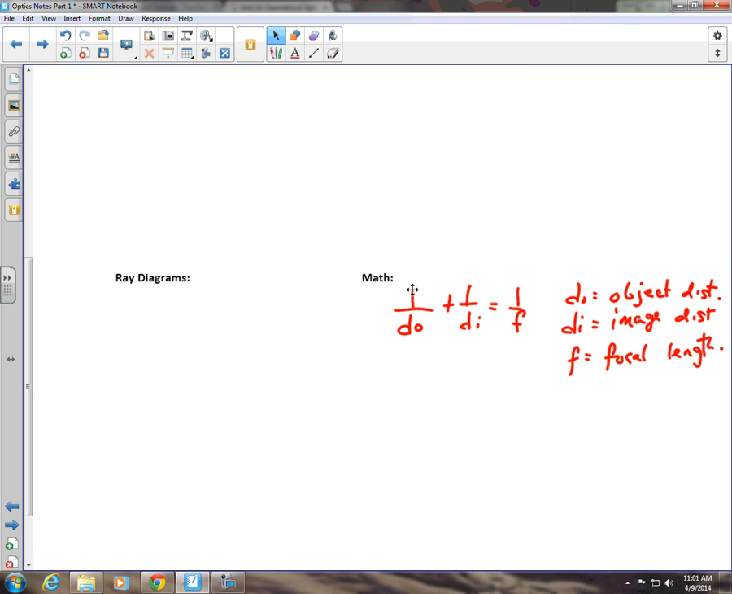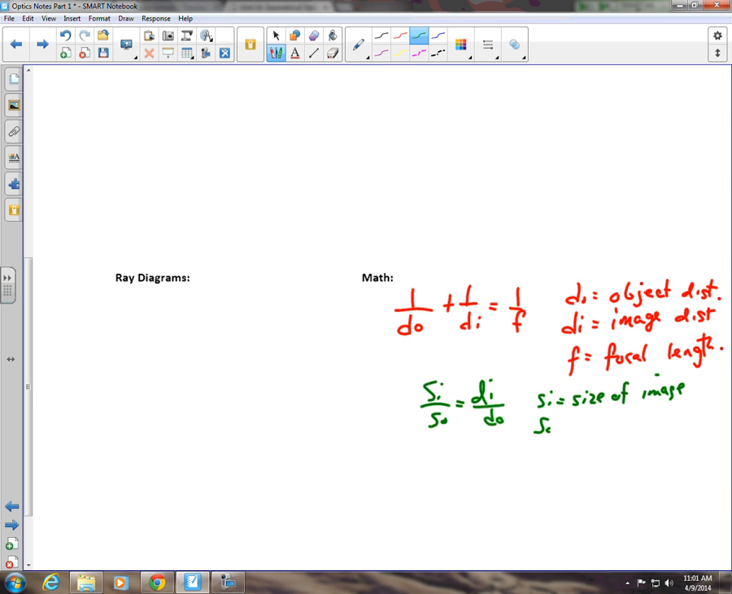Now we're also going to use this equation, SI over SO equals DI over DO, where SI is the size of the image and SO is the size of the object. We use this one to find the size of the image and determine whether it's magnified. We can also define this as a magnification, because if the image size is twice the object size, this fraction would end up being 2. It's twice as big as the object was, so the magnification is 2 times. So we'll make a note that M is magnification.